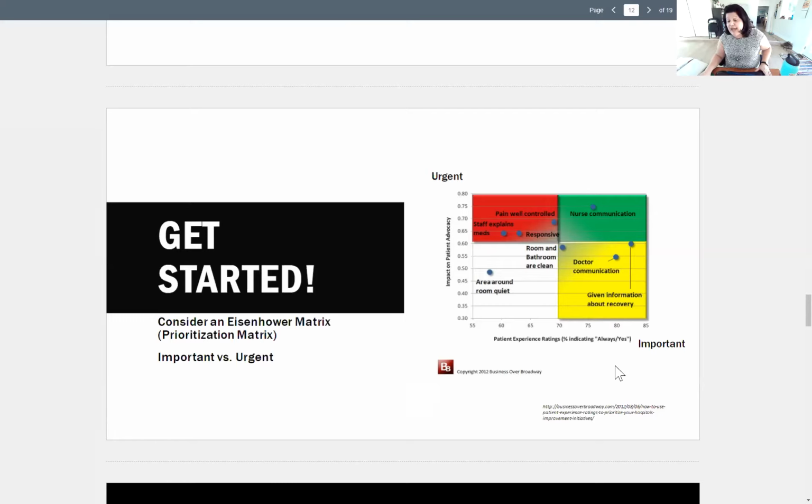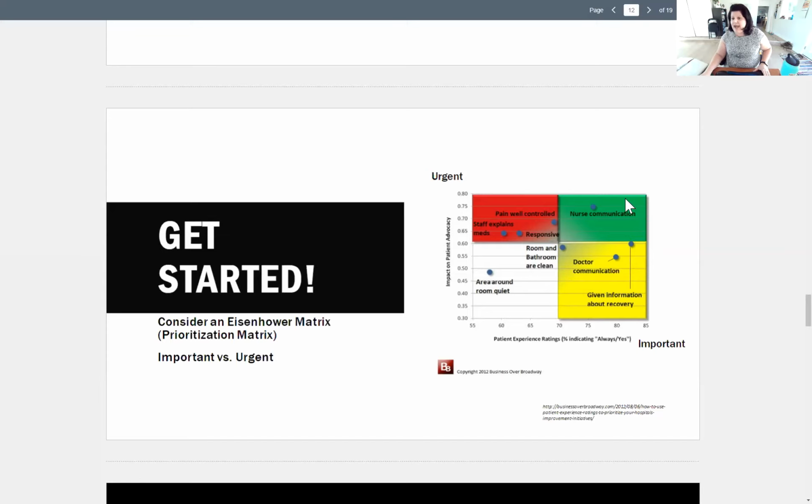Look at how the X and Y axis are labeled too, by the way, because I've seen the red and the yellow quadrants flipped. Essentially, you have to think about what your strategy and goals are. For impact on patient advocacy, this was patient loyalty, so patients coming back. So this was probably more urgent than patient experience ratings for the hospital, right? Because you want people to come back, and then you want the high ratings.